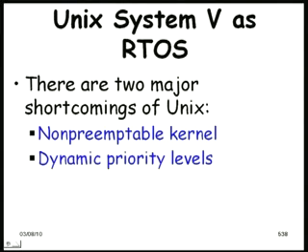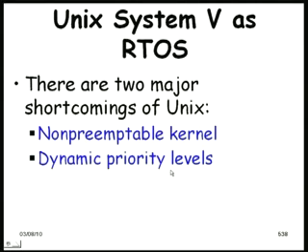So, if we analyze the reasons, we will see that there are two main stumbling blocks. Other things can be taken care of quite satisfactorily, or to some extent. Other features of Unix can be extended, but there are two main stumbling blocks. One is a non-preemptible kernel and the other is dynamic priority levels.